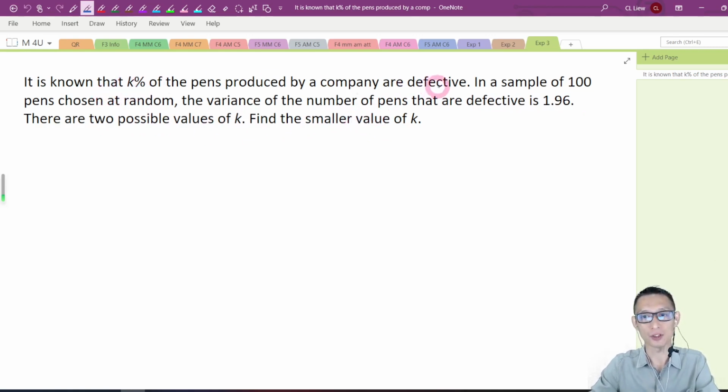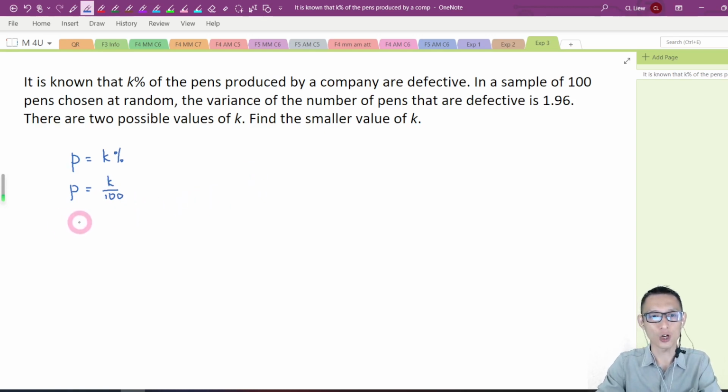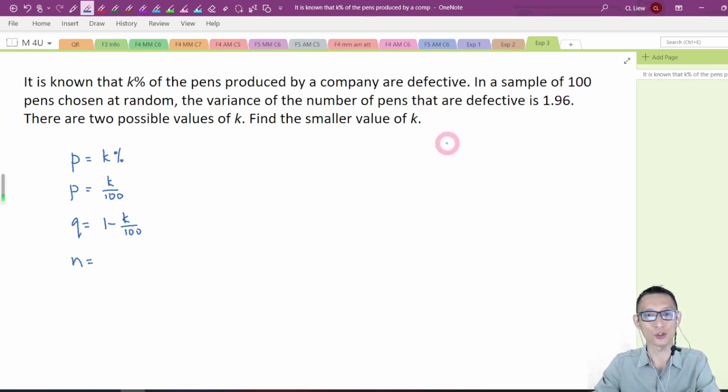Okay, now K% are defective. Now the variance for the number of pens that are defective is 1.96. So from here we know that p is equal to K%, which means that p is equal to K over 100. So how about q? You know p plus q is equal to 1, right? So q will be 1 minus K over 100. So do we have n? Yes, n is equal to 100.